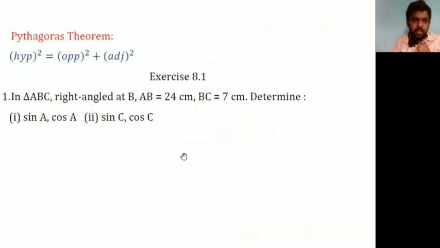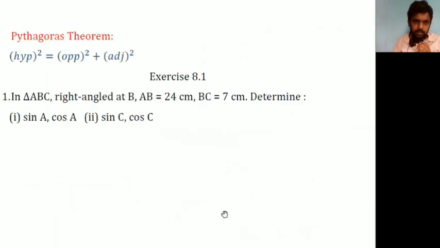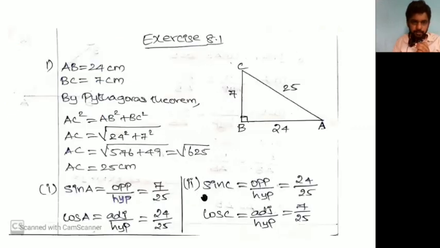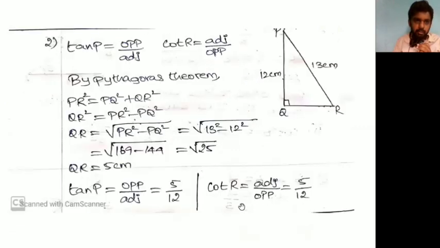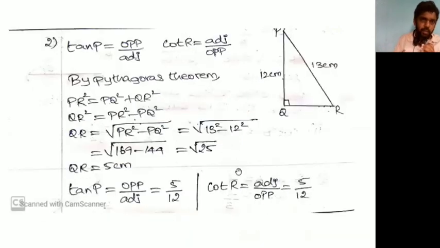Similarly, we have secant theta, and complement of secant theta is cosecant theta, and tangent theta, its complement is cotangent theta. We'll be seeing this in detail in the next week. This is just an introduction part about that. So we have found both the solutions. Moving on to the second question.